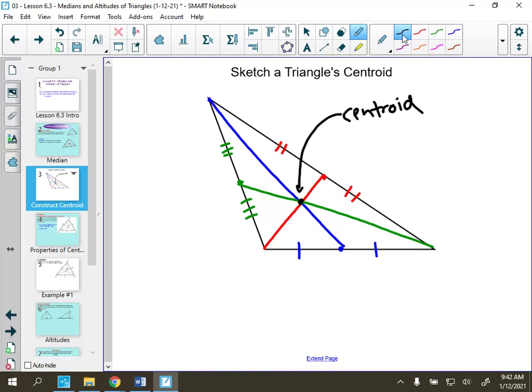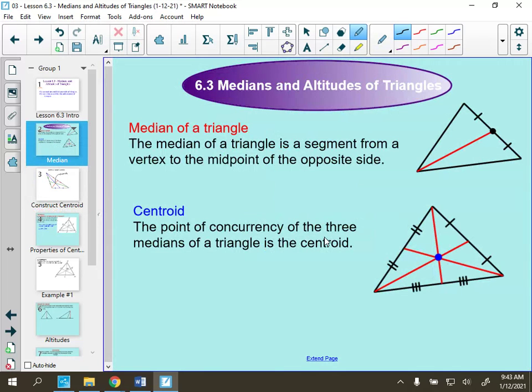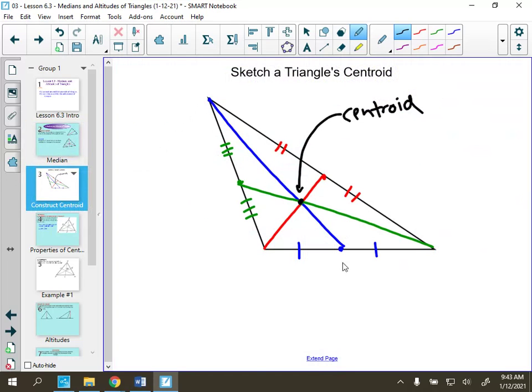We'll learn one more point of concurrency today. But of the four points of concurrency, students almost unanimously like this one or do best with this one, because I think it's that idea of connecting vertex to midpoint. Something about doing that seems natural. So markings would be tick marks showing midpoints, just like before. What is a centroid? The point of concurrency for the medians. How do I sketch it? Vertex to midpoint, vertex to midpoint, vertex to midpoint.